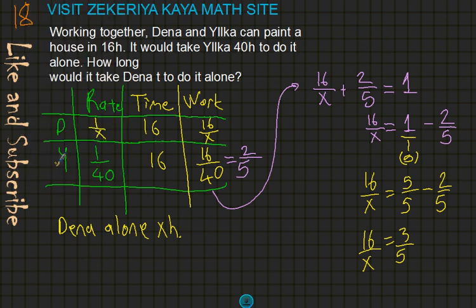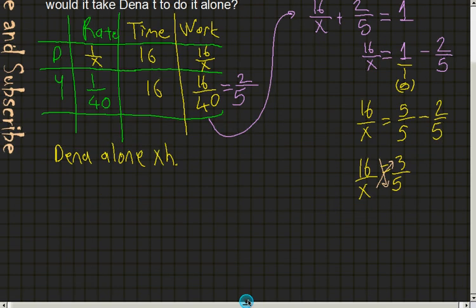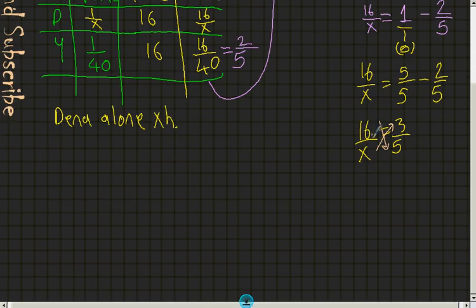Okay. It's over there. I must solve this last equation by using the cross product. Let's move the page down. So 16 times 5 will be on the left side. It must be equal to x times 3, which we can call 3x.